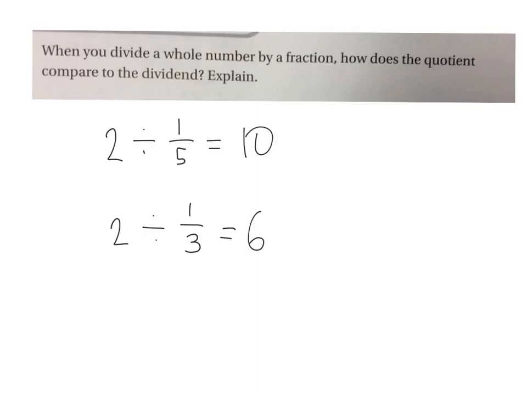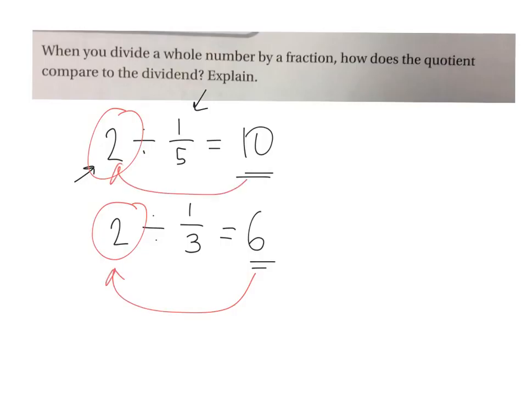What's happening? It says when you divide a whole number, here we have the whole number, by a fraction, what happens to the quotient? How does the quotient compare to the dividend? Remember we said this number is the dividend. So how does the quotient compare to the dividend? Like, is it bigger? Is it smaller? Is it the same? How does the quotient compare to the dividend? Sarah? Is bigger. Yeah. So when we divide a whole number by a fraction, the quotient actually gets bigger.